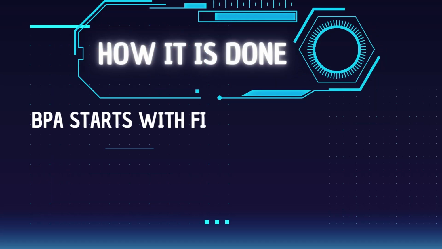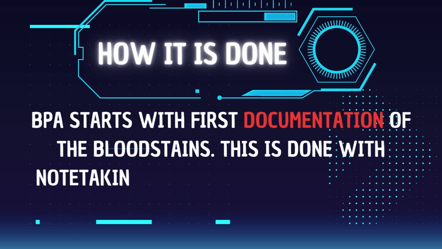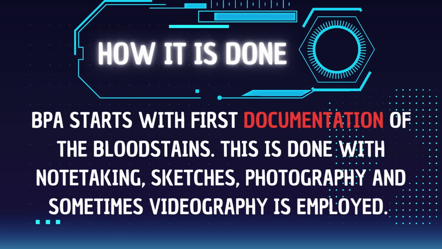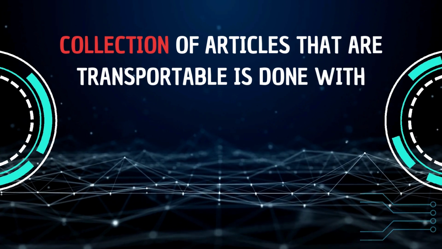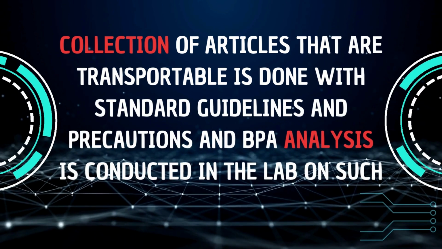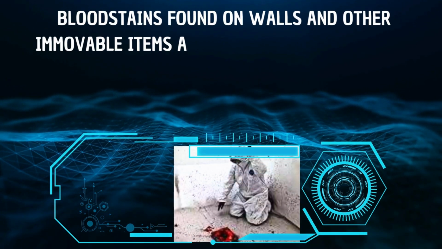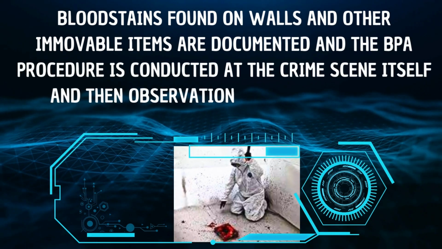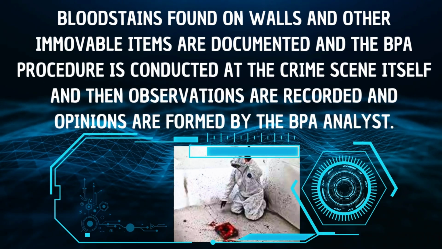How it is done. BPA starts with first documentation of the bloodstains. This is done with note-taking, sketches, photography, and sometimes videography is employed. Collection of articles that are transportable is done with standard guidelines and precautions, and BPA analysis is conducted in the lab on such blood-stained items. Bloodstains found on walls and other immovable items are documented, and the BPA procedure is conducted at the crime scene itself, and then observations are recorded and opinions are formed by the BPA analyst.